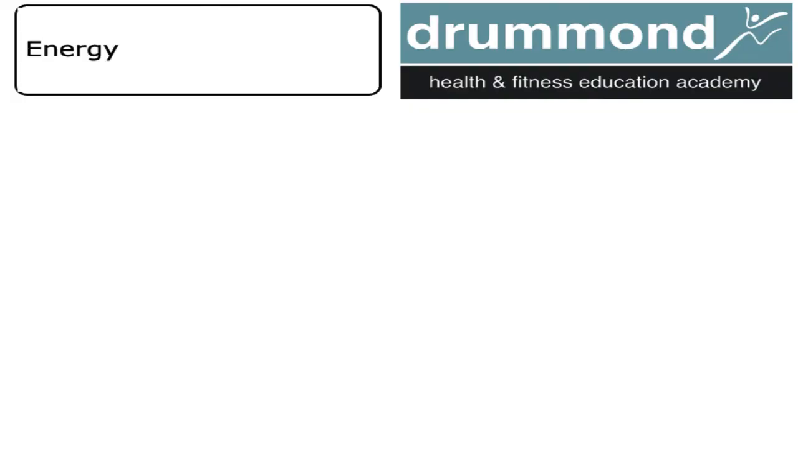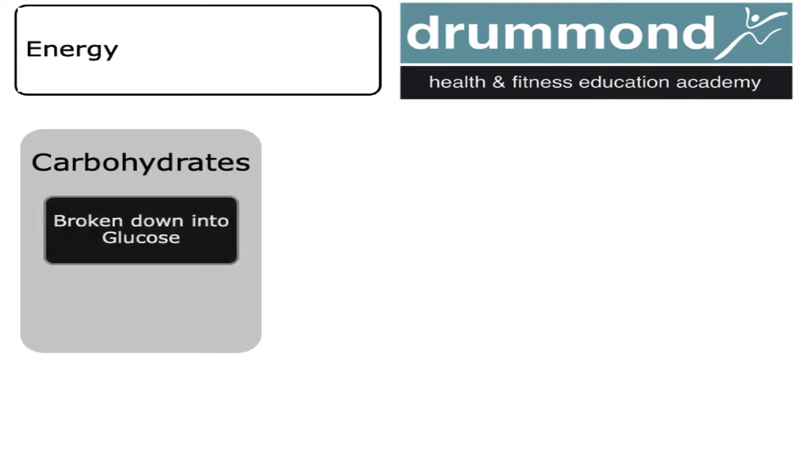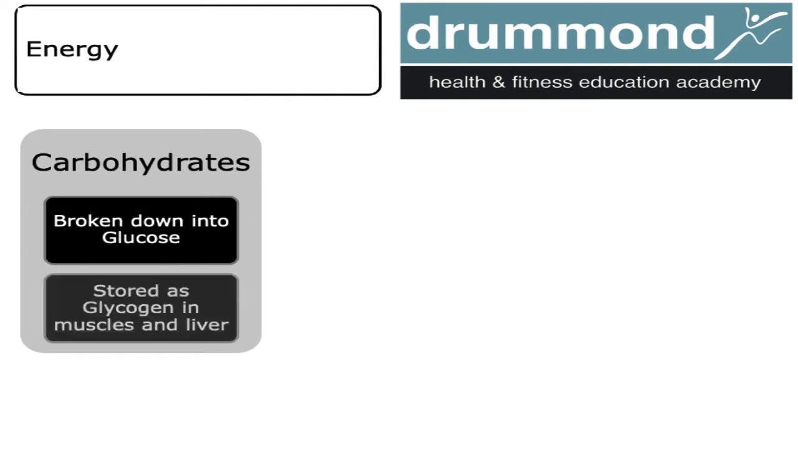Energy from food. Energy in ATP is produced in the body by the breakdown of carbohydrates, fat, and protein. Carbohydrates. Carbohydrates are broken down during the digestion process into what is known as glucose. And glucose is the most readily available energy source, which is quickest to synthesize into ATP. Any excess glucose is stored as what is known as glycogen in our muscles and liver.